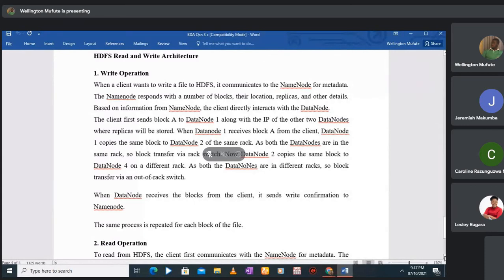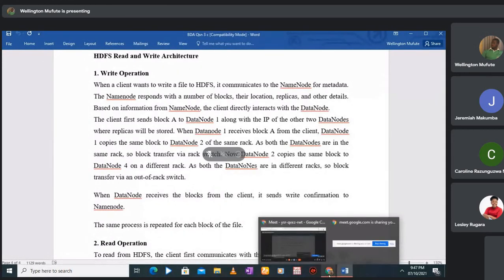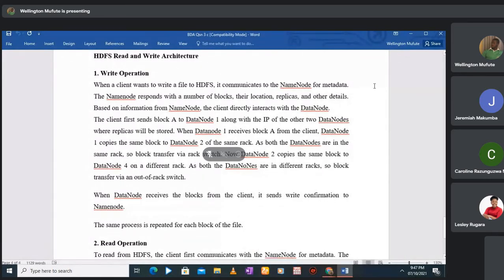Now data node 2 copies the same block to data node 4 on a different rack. Yes, but the data nodes are in different racks, so block transfer via an out of rack switch. When the data node receives the blocks from the client, it sends write confirmation to the name node, and the same process is repeated for each block of the file.